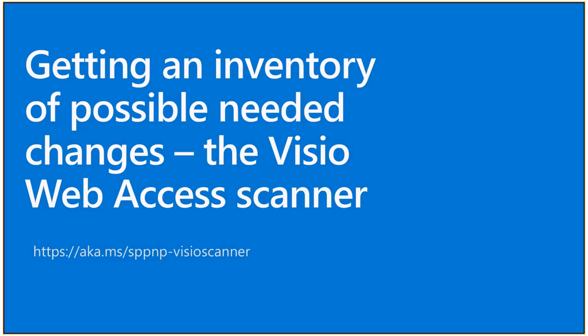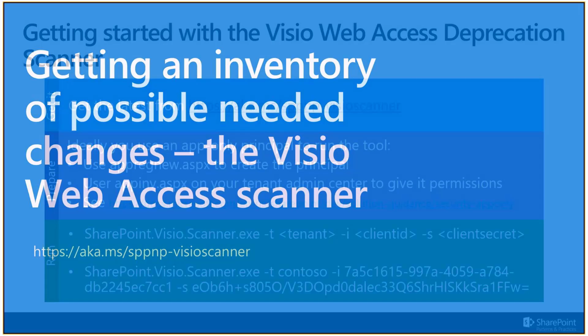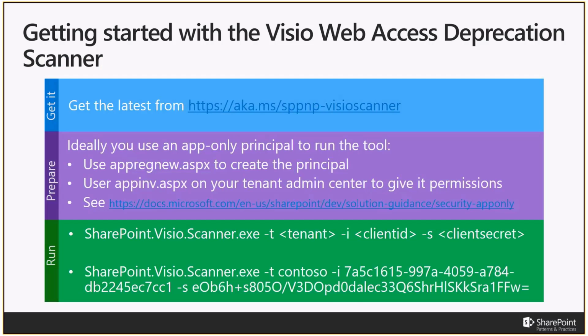To help you with that question, we created what we call the Visio Web Access Scanner, which you can find using aka.ms/sppnp-visioscanner. This scanner is a command line tool that you can run and that will scan your complete tenant and will create reports around the use of Visio web drawing files, because you have to save them as a different format. And it will also give you all the details around the pages that host Visio Web Access web parts.